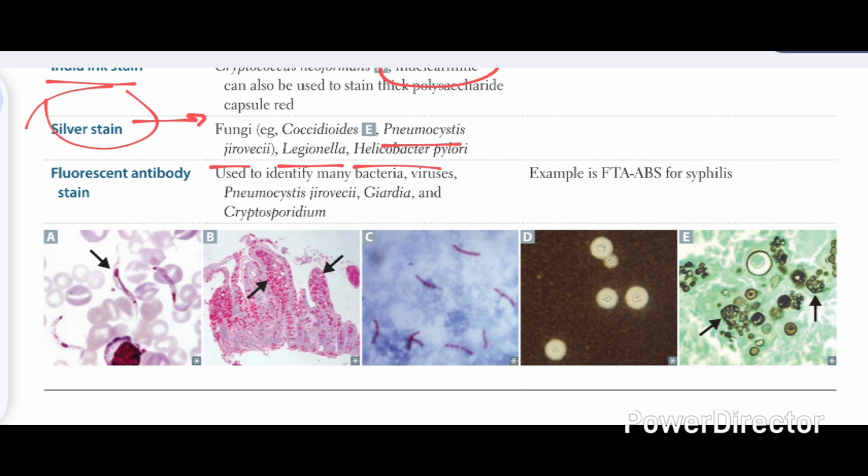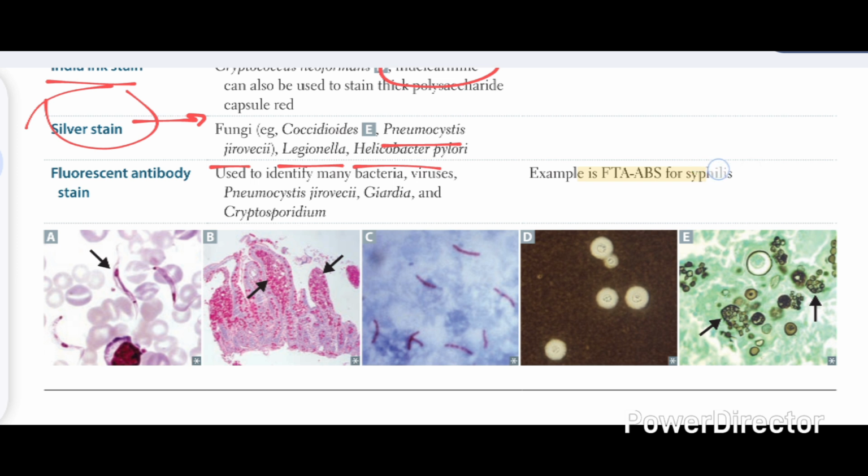So, one important bacteria that you need to remember with the fluorescent antibody stain, the FTA-ABS, is syphilis. Syphilis is one of the most commonly tested organisms that is stained with the fluorescent antibody stain, and this is tested again and again.